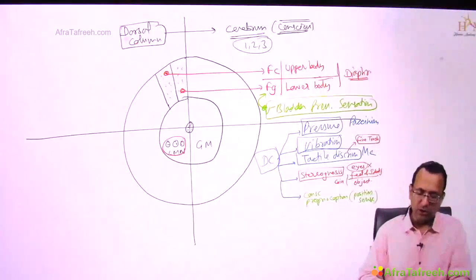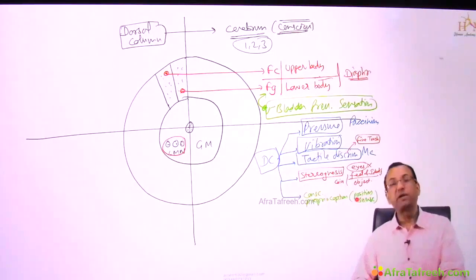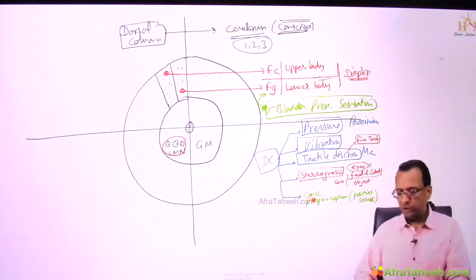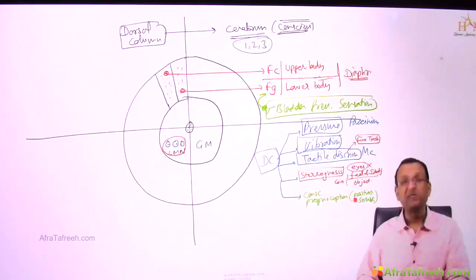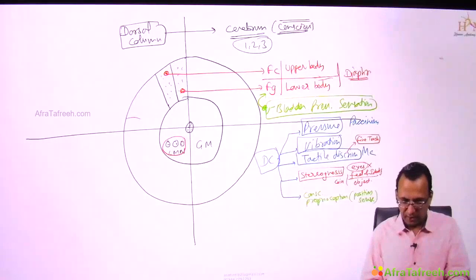Since the dorsal column is carrying all that information towards the cerebrum, the conscious level, this is conscious proprioception. But remember, conscious proprioception is very few fibers. Mostly the proprioception is unconscious. And who is carrying that? Unconscious proprioception. If you remember, we have discussed earlier, there is a dorsal and ventral.